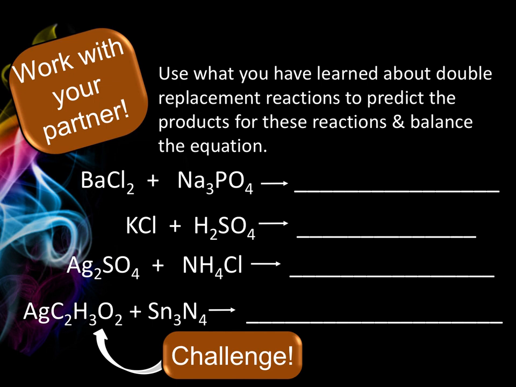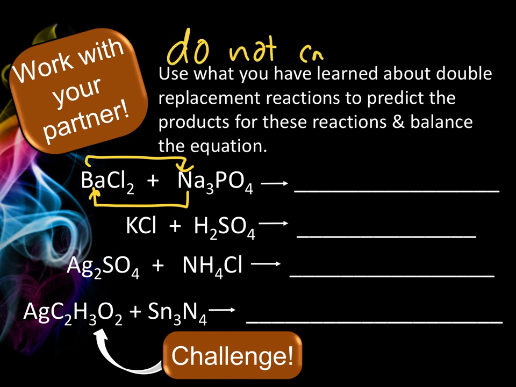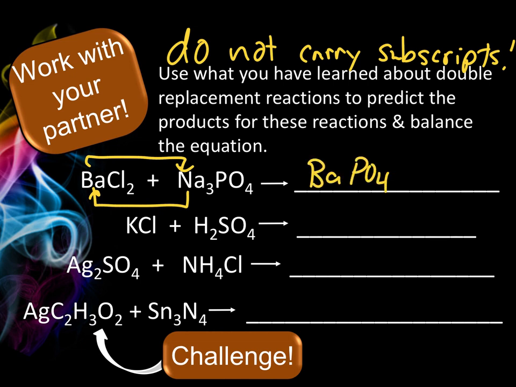If I'm looking at this, I don't have to look at any activity series. I'm going to look at some things, but that comes a little bit later. When we are just doing this, all we're going to do is take this, move them here, and this, move them here. I do not carry subscripts. I have to check charges. So that means I'm going to write BaPO4, and I'm going to check my subscripts.